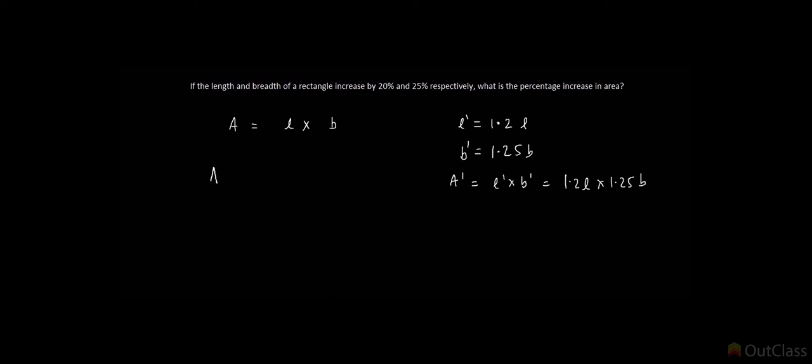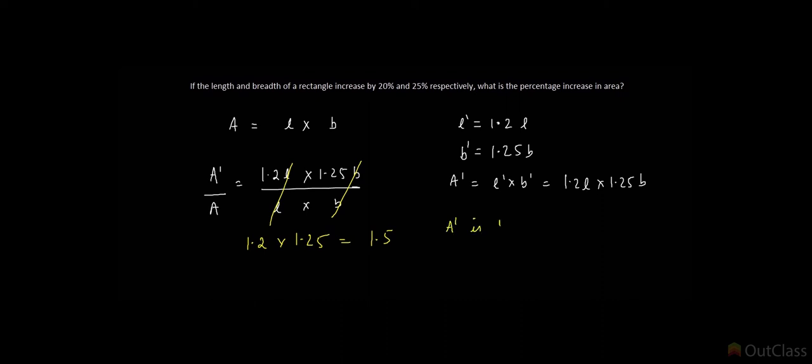So when you try to calculate what's happening to the ratio of A dash by A, it is 1.2 L into 1.25 B divided by L into B, which is basically 1.2 into 1.25, which turns out to be 1.5. This basically means that A dash is 150% of A, or in other words, it is 50% more than A.